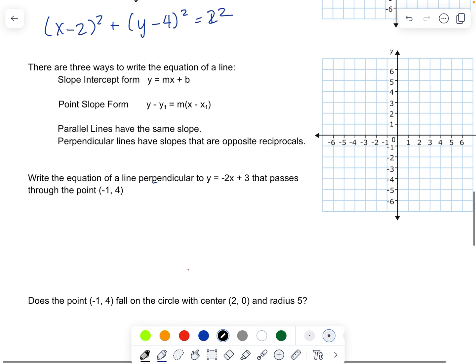Okay, let's close this out with writing the equation of a line. We've got three ways to write the equation of a line. Slope-intercept form: m is the slope, b is the y-intercept. And then we've got this thing called point-slope form. In point-slope form, m is the slope, and the point is (x1, y1). Also, we learned in this unit that parallel lines have the same slope, and perpendicular lines have slopes that are opposite reciprocals, like we saw on the front page.